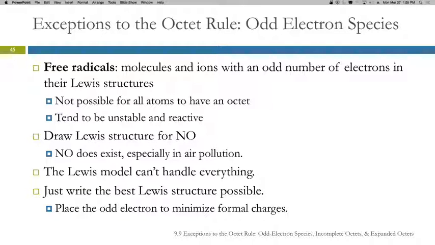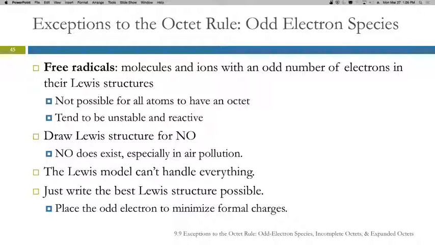And so there are molecules and ions that have an odd number of electrons. These are called free radicals. They tend to be very unstable and reactive, and that's why you've probably heard of free radicals and they're not necessarily good for you, right? Because they tend to undergo a lot of reactions that your body doesn't necessarily like.